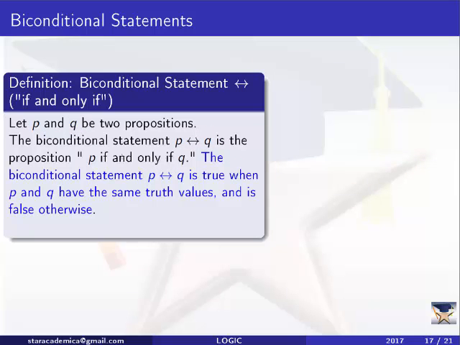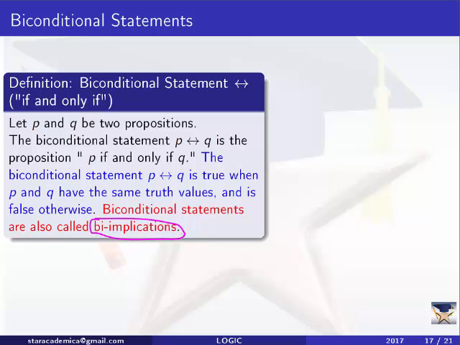So what's the truth value of the biconditional statement P if and only if Q? The result of this biconditional statement is true if both P and Q have the same truth value. So if both are true, then the result is true. If both are false, then the result is true, otherwise it is false. Sometimes you call this biconditional statement a two-way implication.